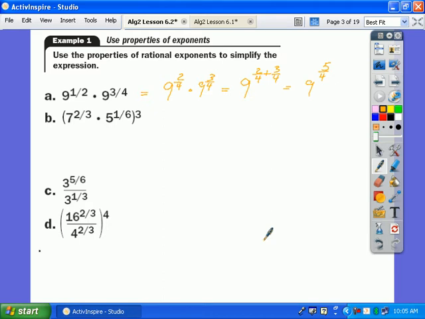Example B, I notice that we have two different bases. Okay, so we're not going to try to combine those in any way. We have two different bases there. But I have both of these being taken to the third power. Okay, so the property from the previous slide, I believe was the second one, allows us to take this exponent and apply it to both pieces. And the way we do that is through multiplication. Okay. So the resulting power is going to be 7 to the 2/3 power times 3, times 5 to the 1/6 power times 3.